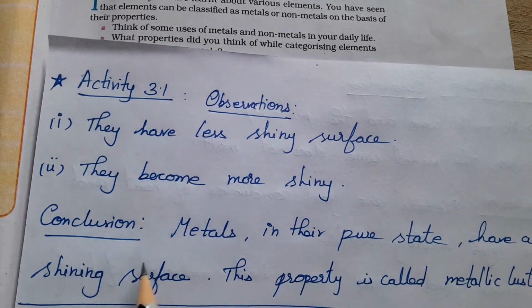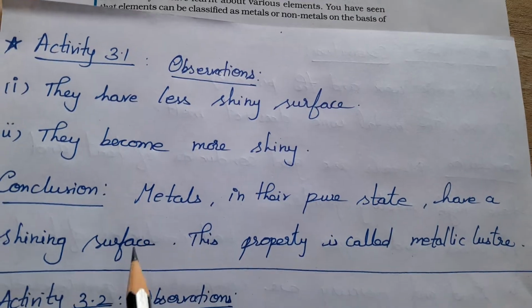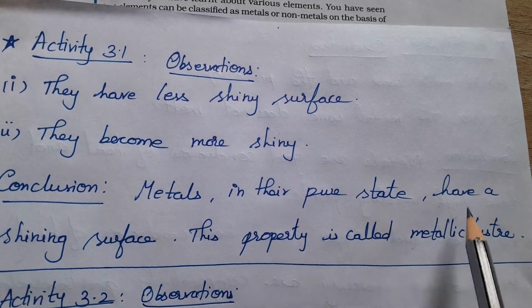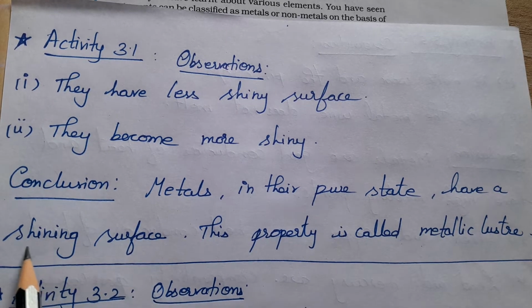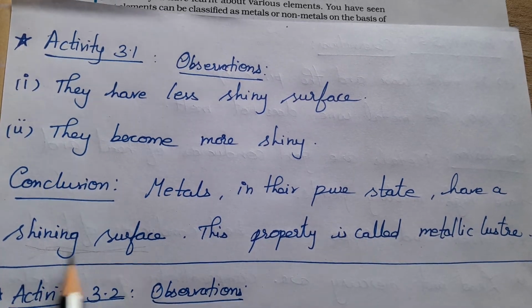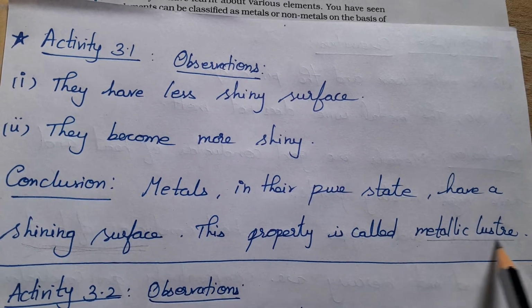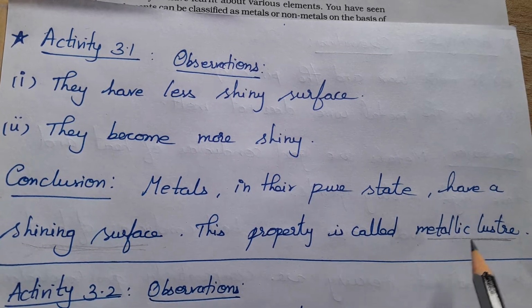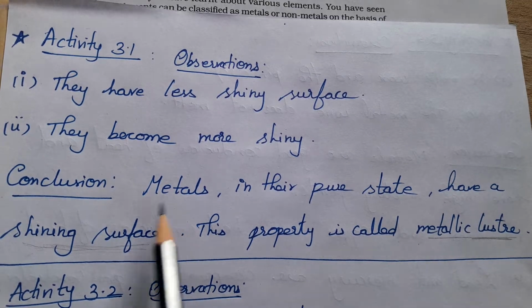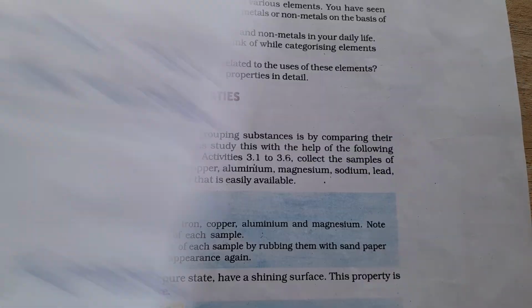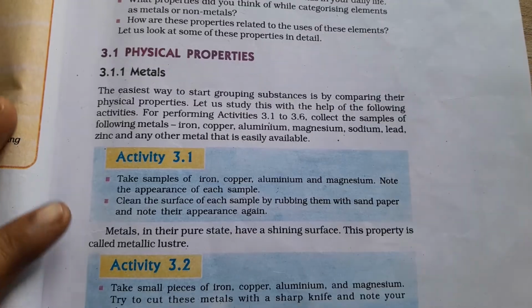Okay, so what is the conclusion from this activity? Metals in their pure state have a shining surface. Metals are shiny. This property is called metallic luster. Usually the metals will have a shining surface. Okay, next activity 3.2.